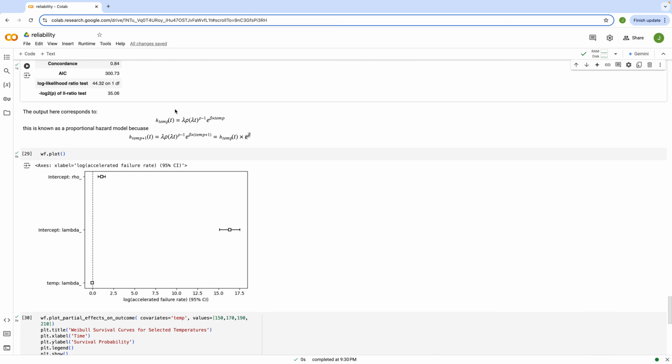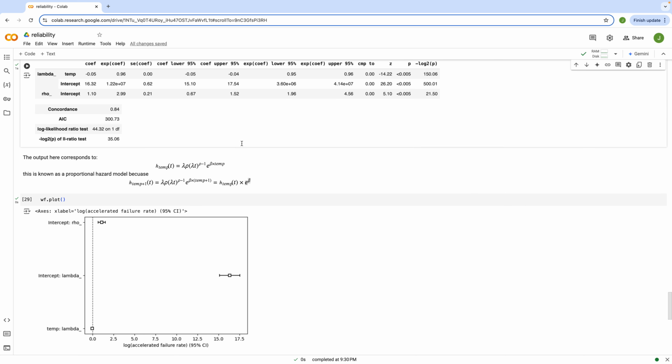So this is survival. One thing I want to go back to is that this is hazard. We would say that a 1 unit increase in temperature decreases the hazard by 4%, just from the exponential of the coefficient, because that gets multiplied by 0.96, which is 4% less.